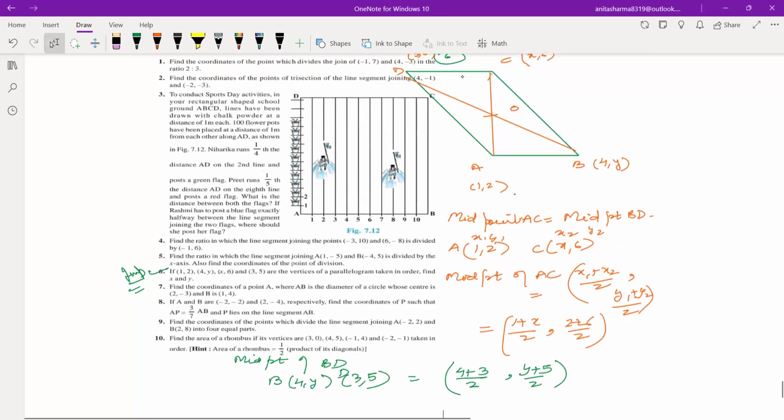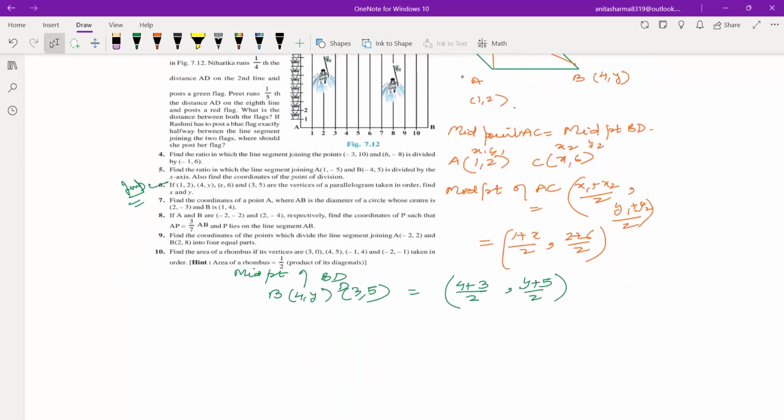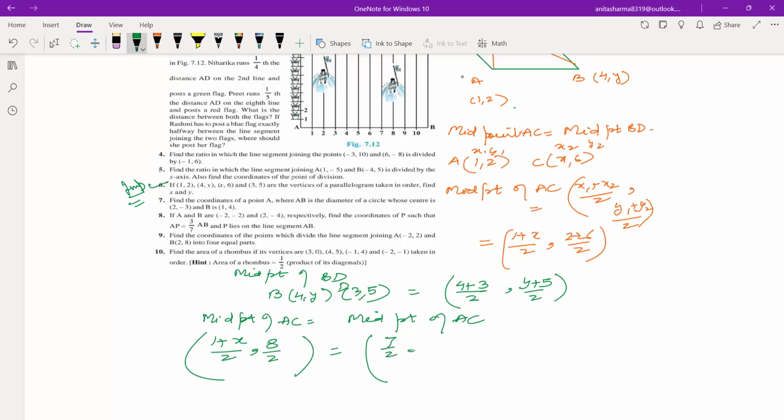Fine, beta. So now they bisect each other. It means both are having the same midpoint. So midpoint of AC will be equal to midpoint of BD. Now put them equal to each other. 1 plus x divided by 2, comma 8 divided by 2 is equal to 7 divided by 2, comma y plus 5 divided by 2.